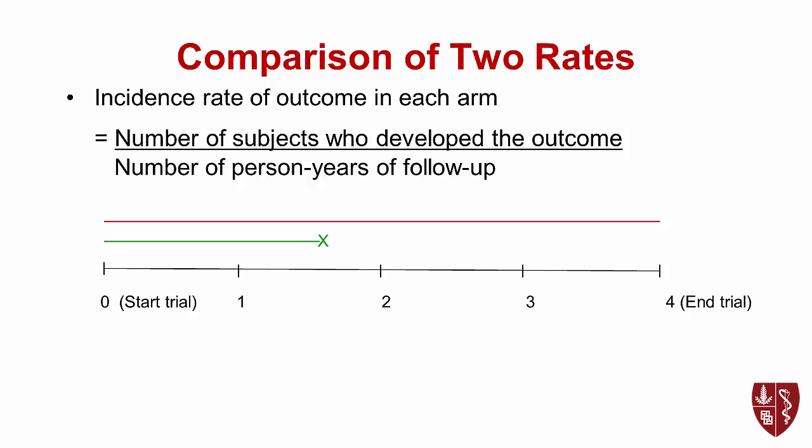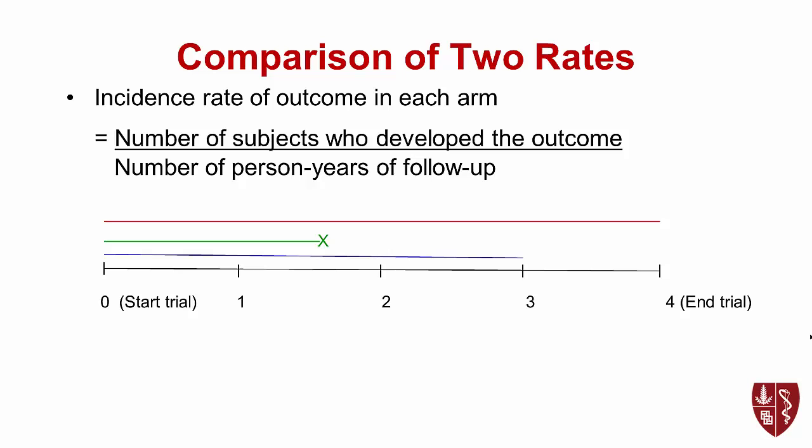Now, this subject in green started the study and developed the outcome approximately at 1.5 years. So this subject would contribute 1.5 years in the denominator of the incidence rate, because once they've developed the event, we're not interested in them developing the event again. So their clock stops now.